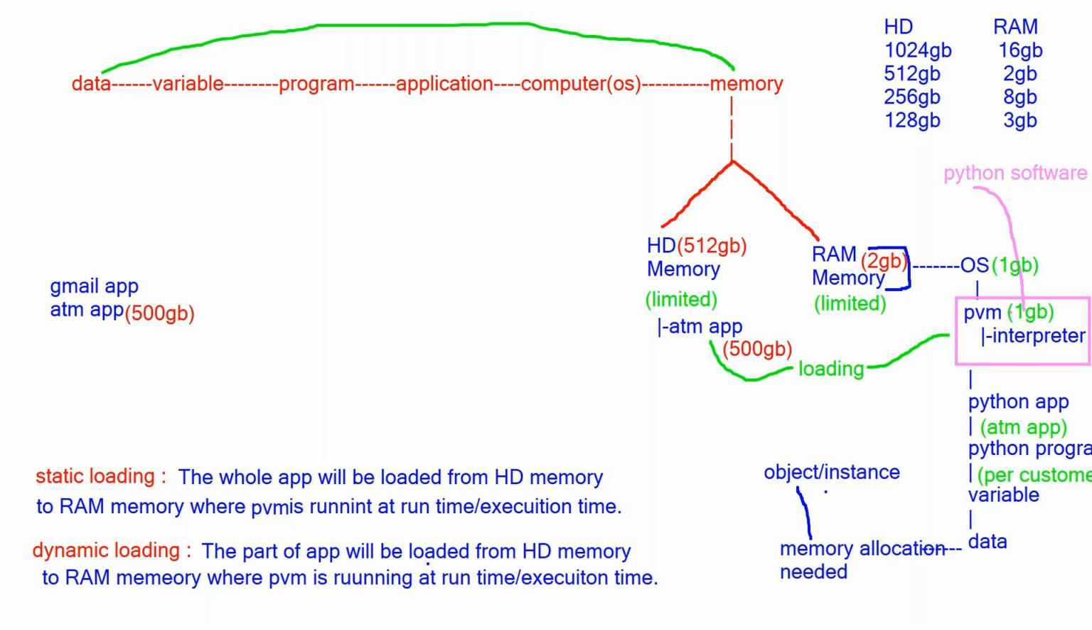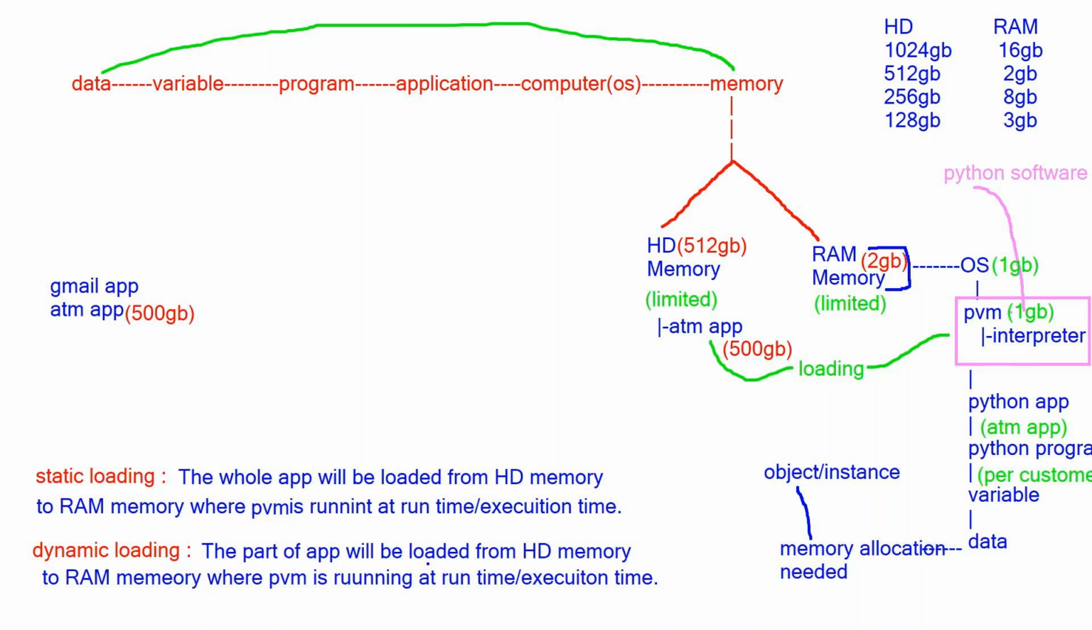Right. So what does object or instance mean? Your data will be converted into zeros and ones. To store those zeros and ones, some amount of memory is required. Why will our data be converted into zeros and ones? Because the computer can understand only zeros and ones, which is binary code. So that's where our data will be converted into zeros and ones, and for that, some memory will be allocated.